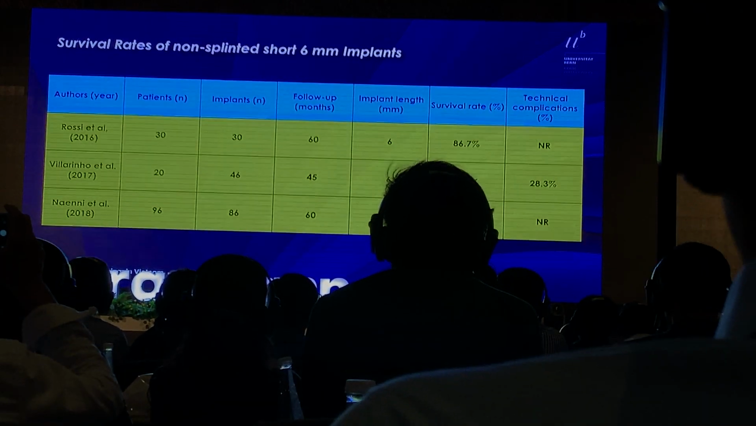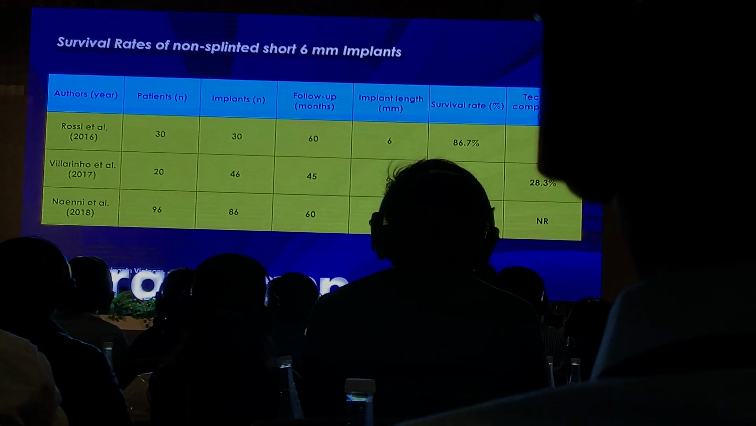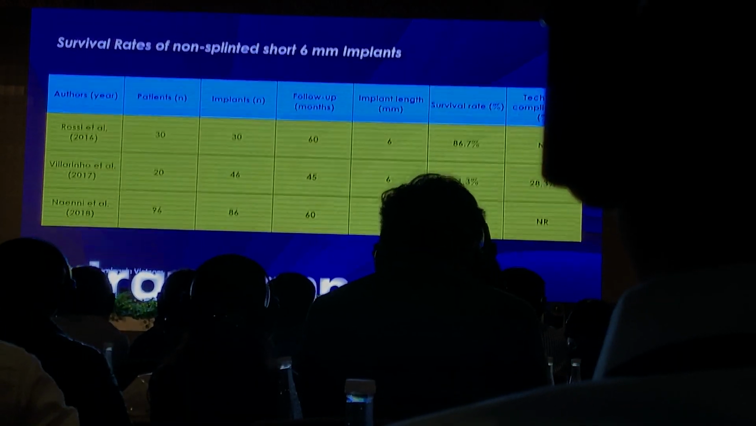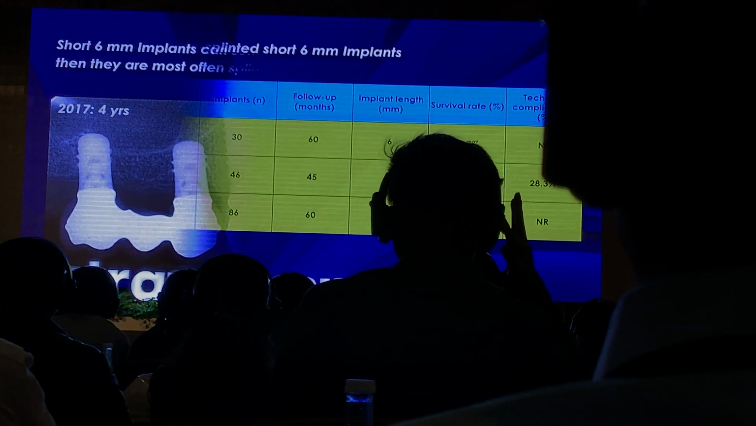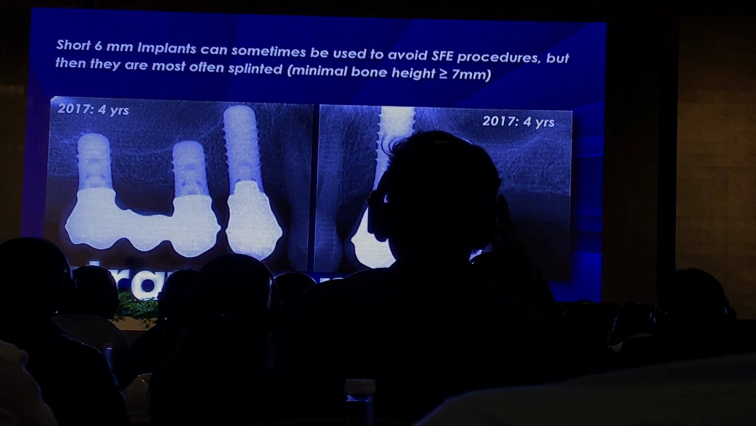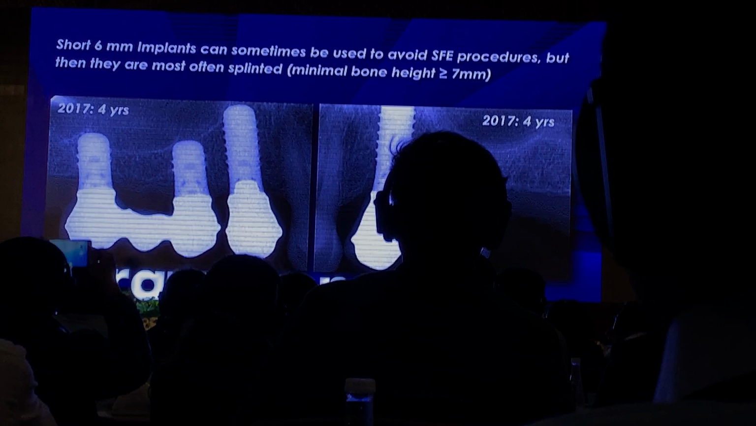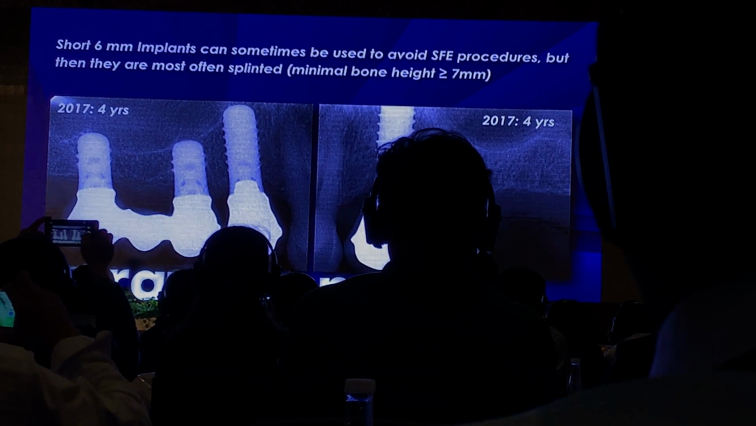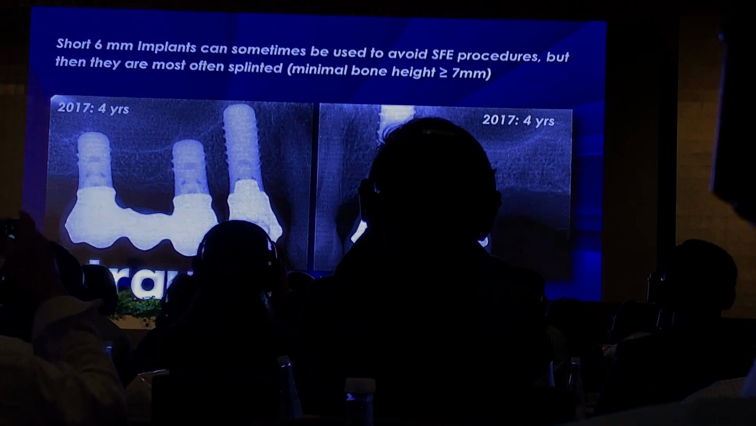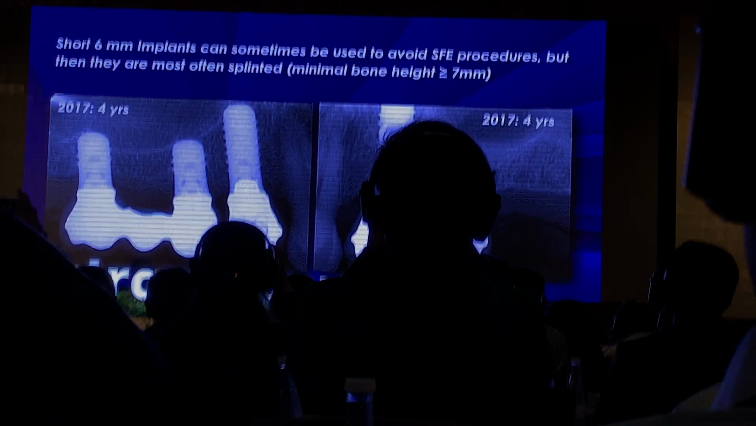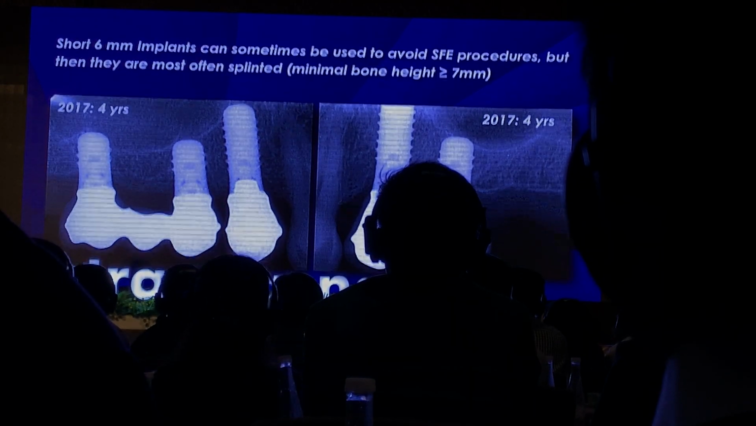So then we splint it to other implants. I will talk about that in more detail tomorrow when we analyze patients in the posterior maxilla, and that's very important. So here you see two of these cases in the maxilla, bypassing the sinus floor elevation procedure. On both sides you see 6mm implants, but splinted. This is actually the same patient, bilateral.